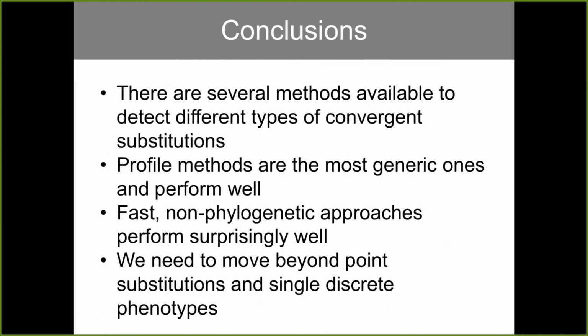So to conclude, there are several methods that are available to detect different types of convergent evolution. And profile methods are the most generic ones and perform well, but fast non-phylogenetic approaches perform very well too. And in the future, we would like to move beyond point substitutions and single discrete phenotypes.